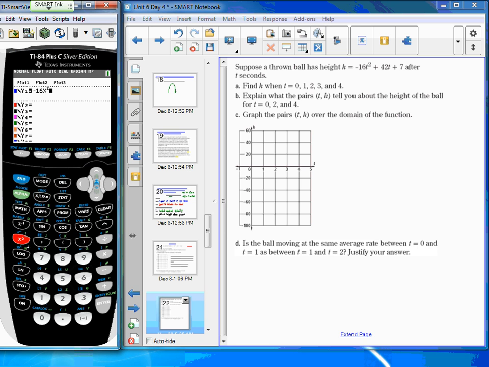I'll use the variable button for x. The variable button's up here. Plus 42t plus 7.